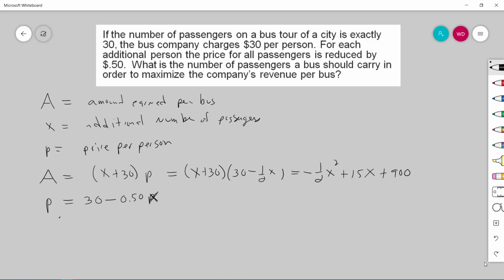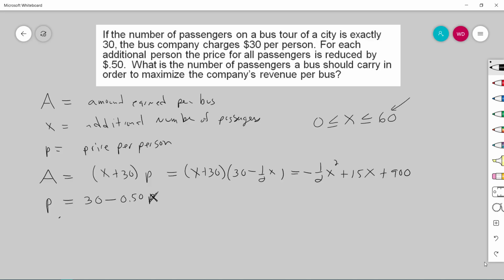So here this only makes sense for this particular bus as long as they're actually charging their customer something. So the X is going to be at least 0 because X is the additional people. But X can't be too big. In fact, once X gets to 60, the price per ticket is 0 or less. So we'll insist that the number of people is 60 or less, even though if we take 60 people, the actual bus ride's free.